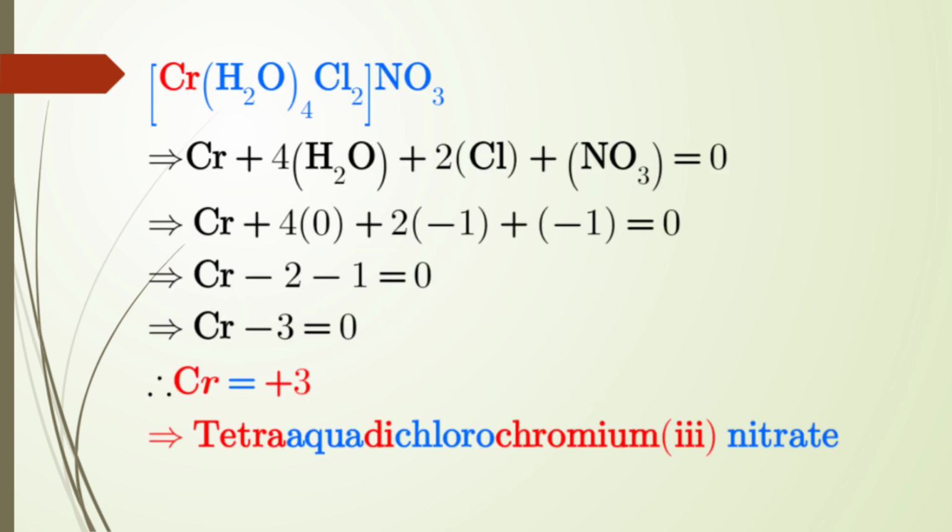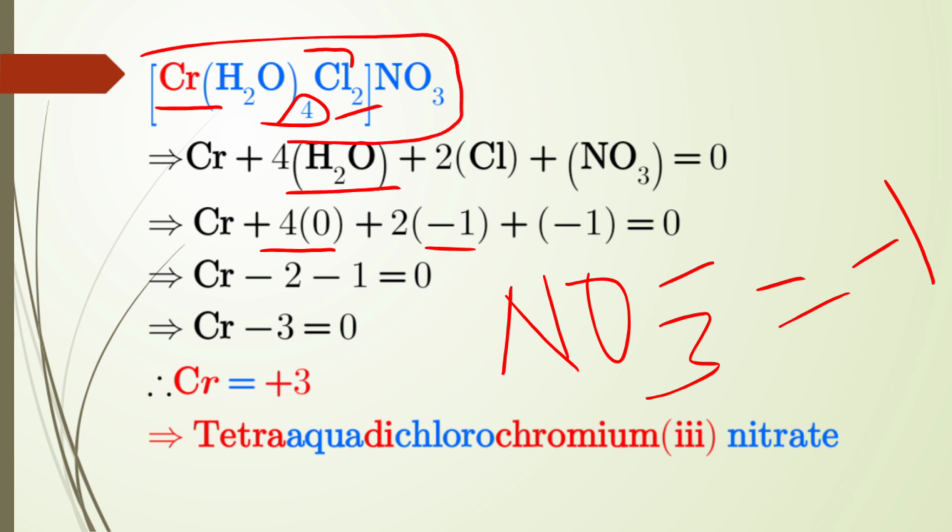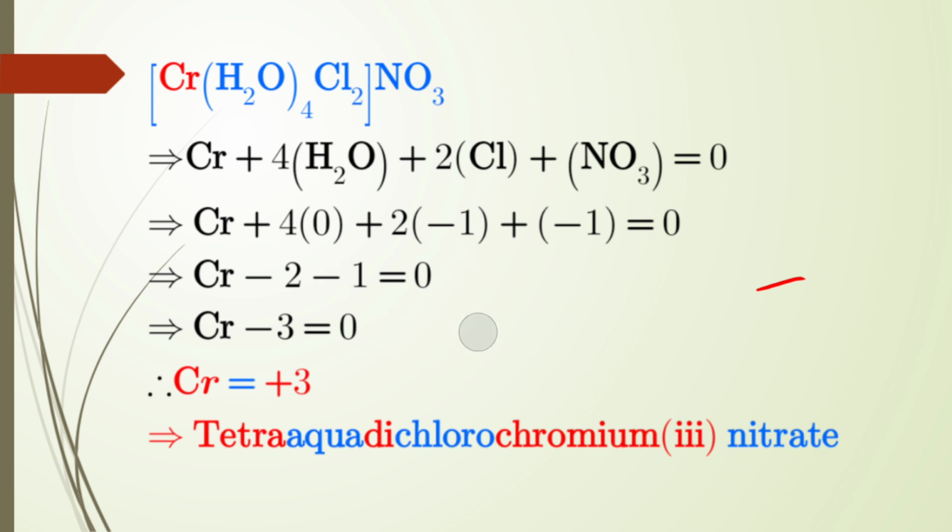Then finally, this is second to the last. In this case, we have this compound and we are to name it. The central metal atom is in red color, which is chromium. So we have Cr plus 4 into 0, because water is 0, then plus 2 into -1, because chlorine is -1, then plus -1, because NO3 minus has oxidation number -1. Do you understand this? So this equals 0, because the compound has no net charge, neither positive nor negative. I hope you understand this. Now calculating everything, we have chromium equals +3. So this is the oxidation number.